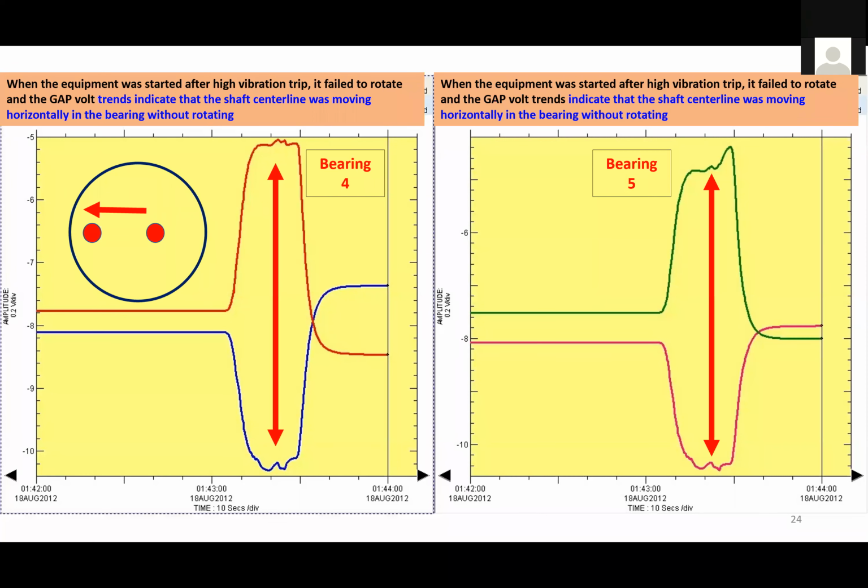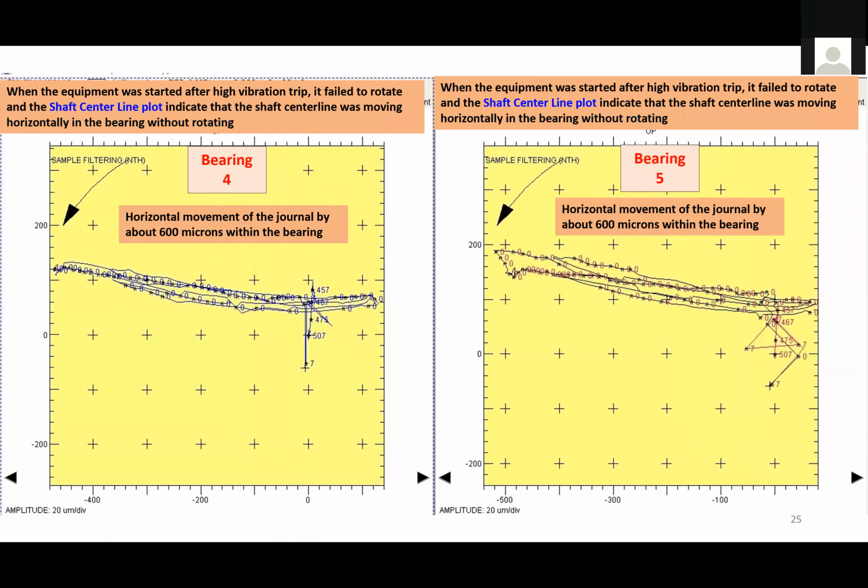So when you gave the start command, then under normal circumstances, the motor would have started and come to 450 RPM, and then the machine would have been on the cranking speed. But now you can see that after the motor tripped on high vibration, the start is showing that the rotor did not rotate, and in fact, it has moved horizontally here. And the same movement happened during all the three starts. Now, if you look at the shaft centerline plot, you can see that it is moving in a horizontal direction. The shaft centerline was moving in the horizontal direction, and it was around 600 microns. This is a heavy movement there. Actually, the rotor got seized.